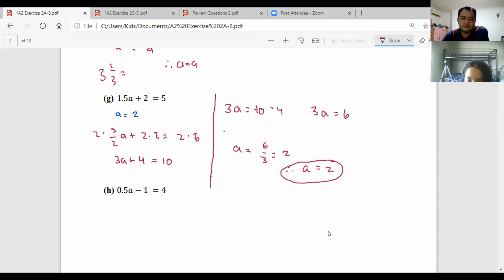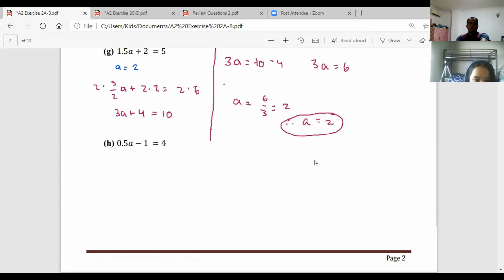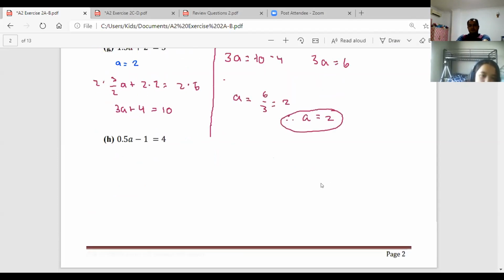Okay. Continue. Question H. Now tell me, what is the first step? What do you do in the first step here in question H? I turn the decimal into a fraction. No. First, eliminate -1 from the left-hand side. How do we eliminate -1? Because it's just a constant number, right? Do we subtract or add? Add, because it is minus, right? So we should add. Or simply take -1 to the right-hand side, it becomes plus.